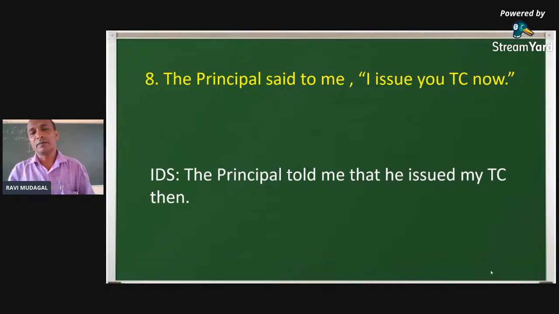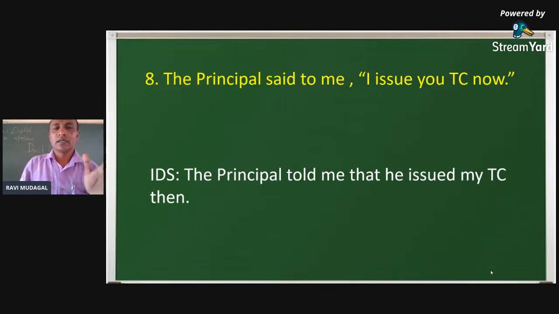The principal told me that I issue you TC now. Here instead of I, we have used he, because I belongs to the principal. The verb in reported speech is in present tense. While changing direct into indirect speech, the verb issue is changed to issued, because issue is the present tense form, issued is the past tense. Here you belongs to me. Now we change to then.